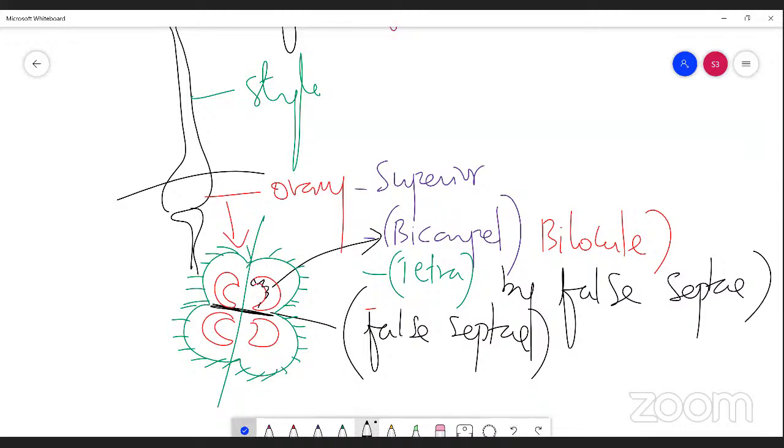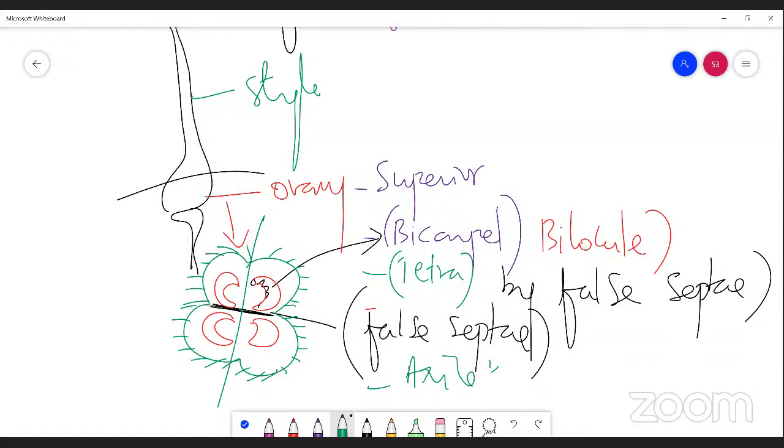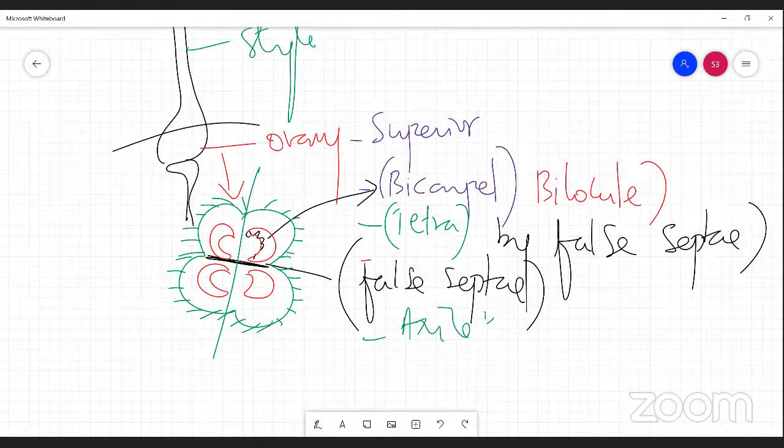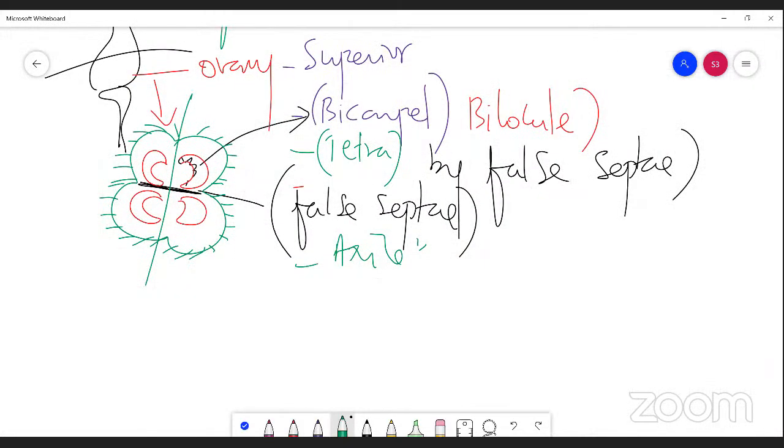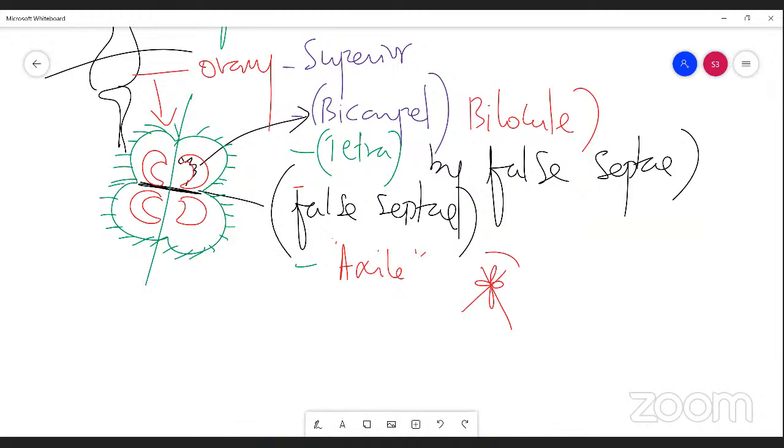So, the type of placentation is axile placentation. What is placentation? Placentation is nothing but the arrangement of ovules in the ovary. Axile placentation is where the ovules originate from the axis. That is an axile placentation. So, that is a very important character, right? Ovary: bilocular or bicarpellary, tetralocular by the formation of false septa, superior ovary, and the type of placentation is axile. It is the arrangement of ovules in the ovary, right? So that is the nature of the ovary.